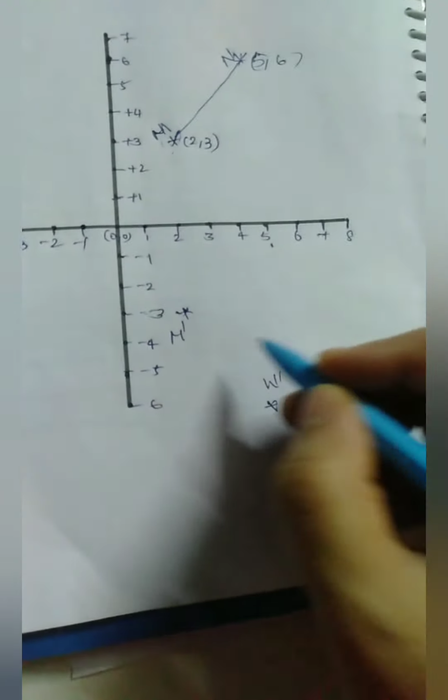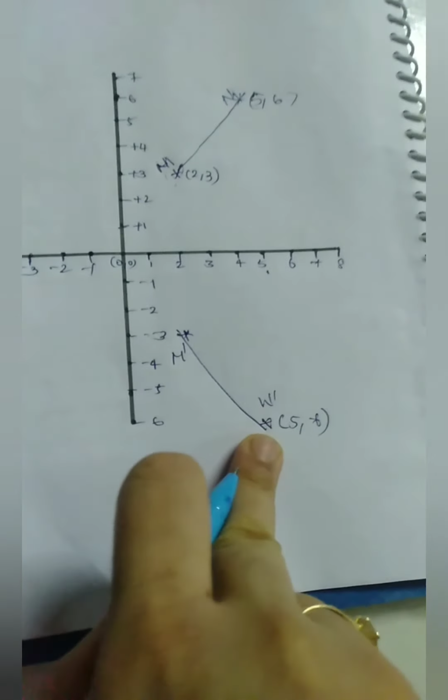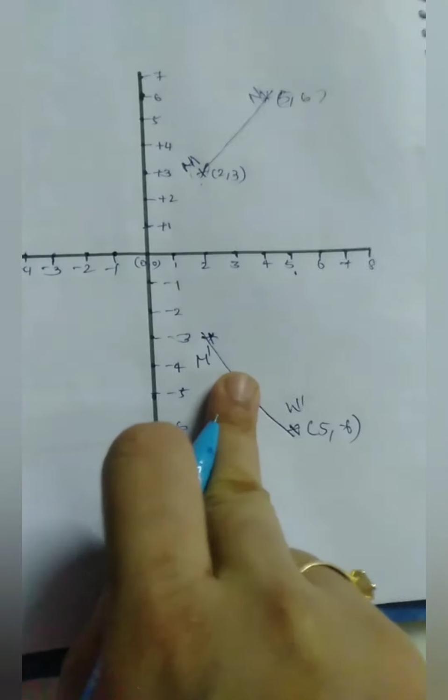Join these two points. You will get a line. This line, M dash N dash, is the reflection of MN on the x-axis.